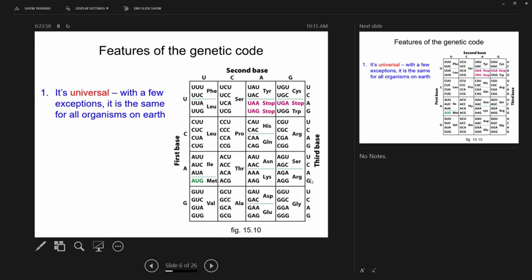All right. So let's talk about the genetic code, which will appear on the front cover of the final exam. So don't freak out. You're just going to have to be able to use it, not memorize it.